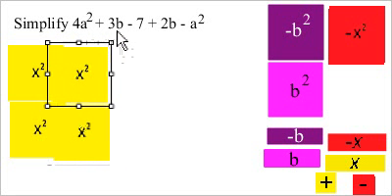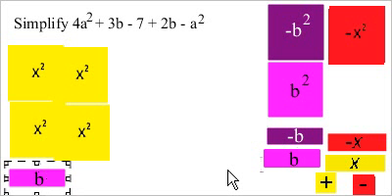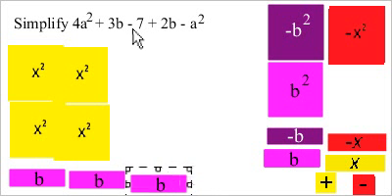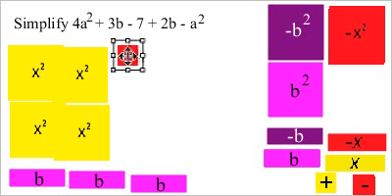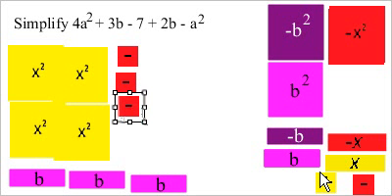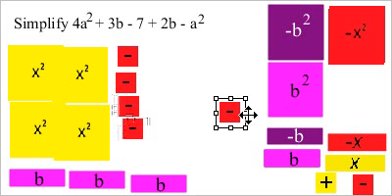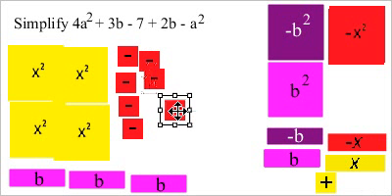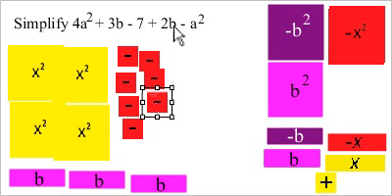And then 3b. So these represent our b variable. So we need 3 of those. Let's put those down here. I've got some room. And then we need 7 negative integers. So we need 7 of these. Then we need 2 of our b variables. That's this one here. So we need 2 of these.